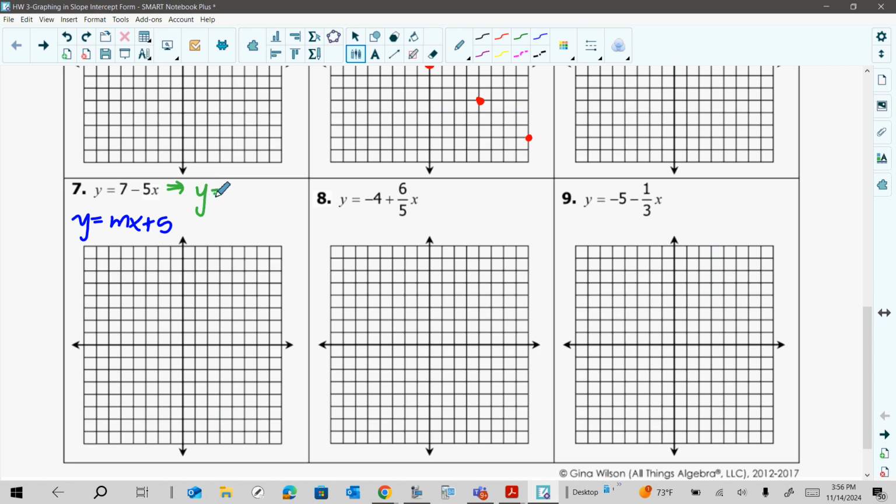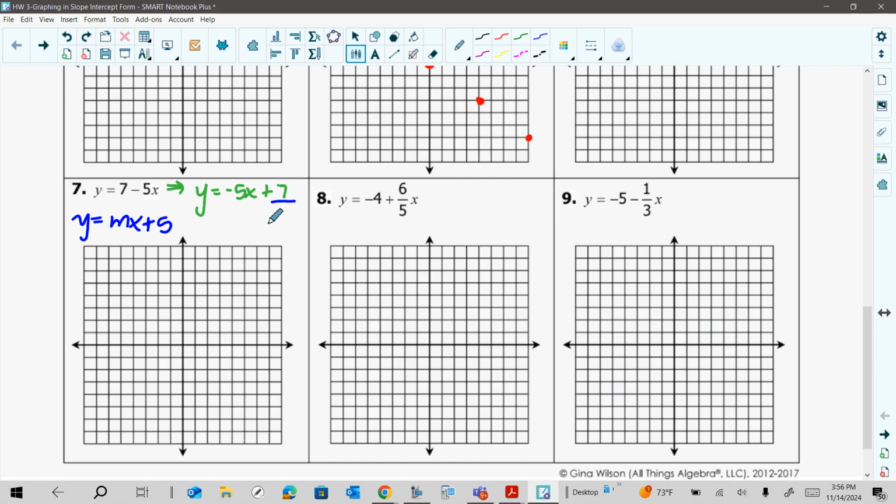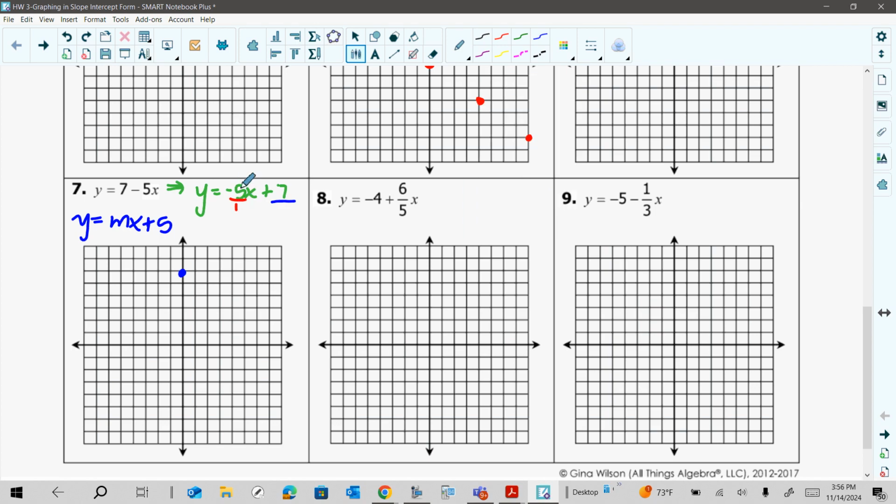This is the same thing as saying negative 5x plus 7. Now I can see that the 7 is the y-intercept. So I start on the y-axis at 7. And I see my slope is this negative 5, put it over 1, and that's my slope. Remember, it's negative. So that means I'm counting down 5 to the right 1.